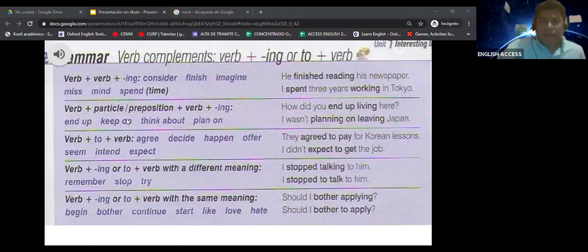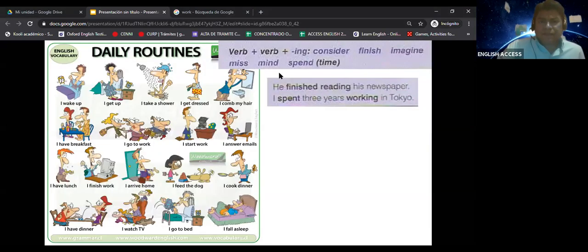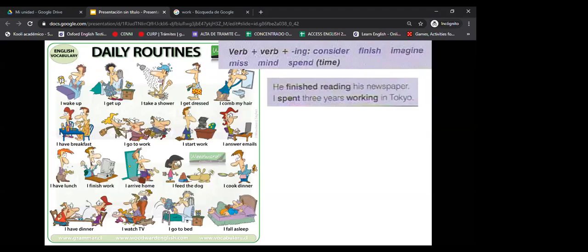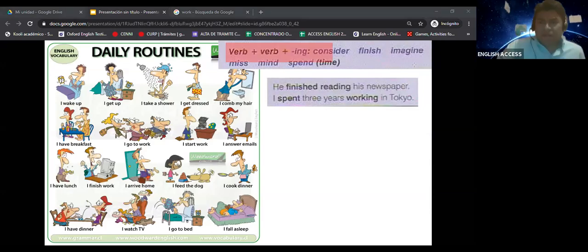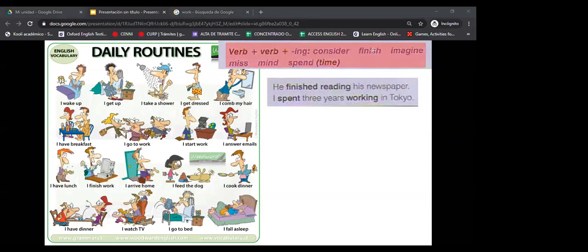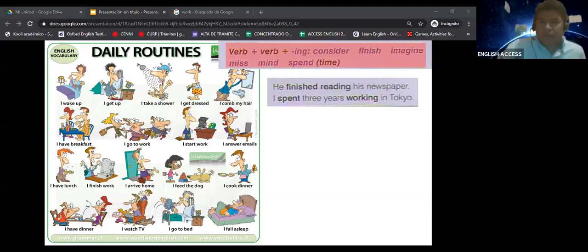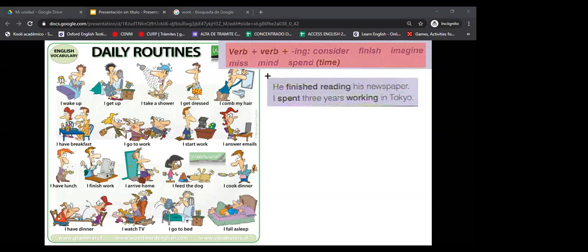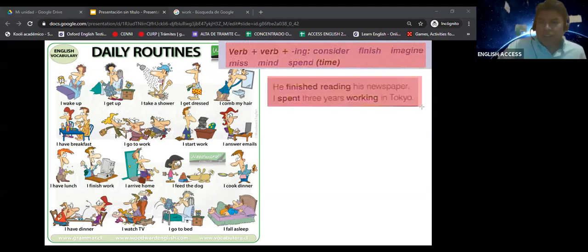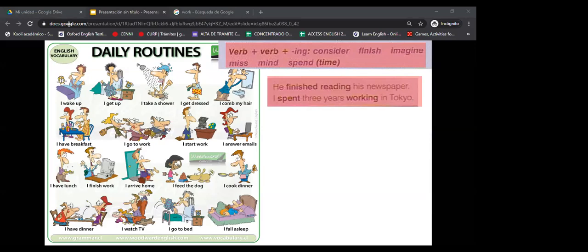So here we have some images right here. And we have the first part, verb plus ing, with verbs consider, finish, imagine, miss, mind, and spend time. And we have the example. He finished reading his newspaper. I spent 3 years working in Tokyo. Now, let's do another one.